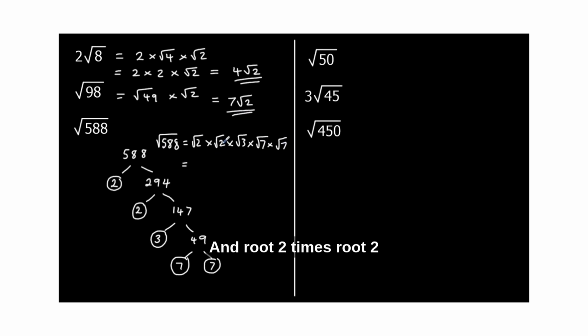And root 2 times root 2 is 2. Root 2 squared is just 2. Root 7 squared is just 7. And I've got a root 3. So I've got 2 times 7 times root 3. 2 7s are 14. So I've got 14 root 3.